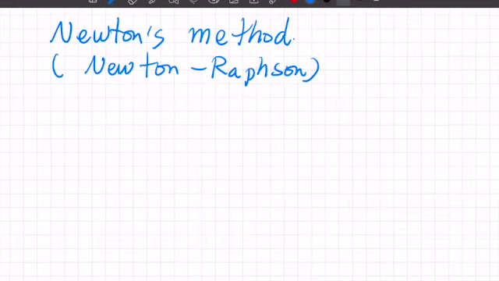And finally, for this chapter, I will explain Newton's method, also known as the Newton-Raphson method. This is a numeric algorithm used for solving nonlinear equations. So here it is. Let's say we have a function f of x that is twice differentiable.